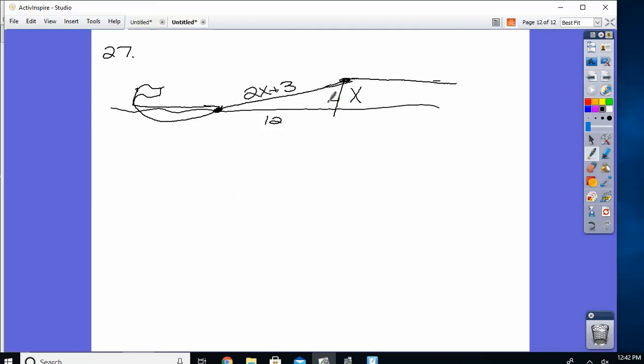So here is a right triangle. A squared plus b squared equals. Okay. So A and B are the legs, the sides touching the right angle. X squared plus 12 squared equals 2x plus 3 squared.